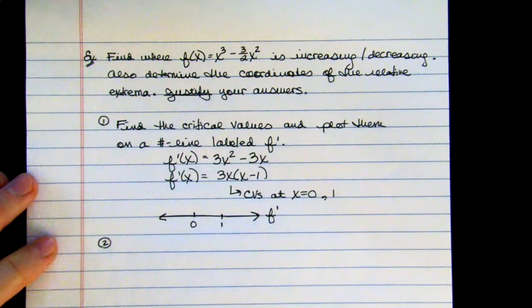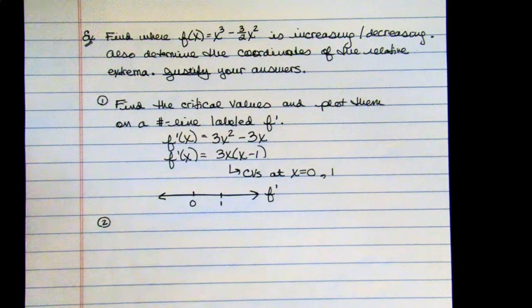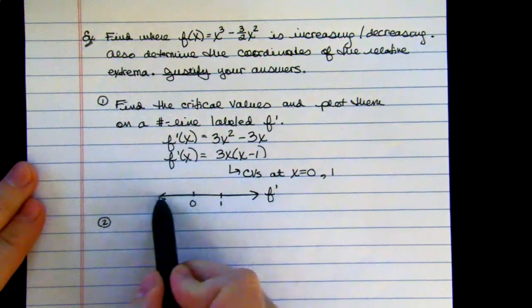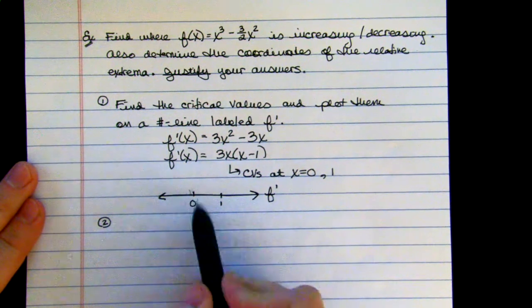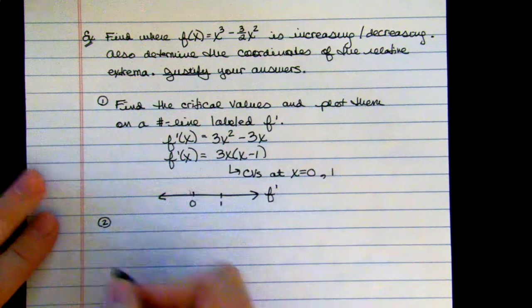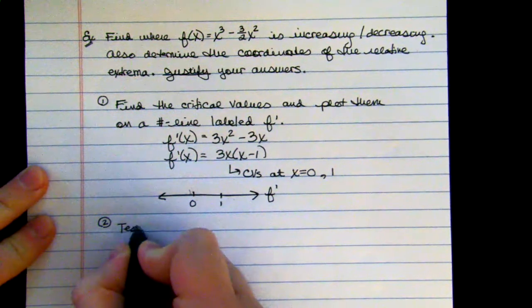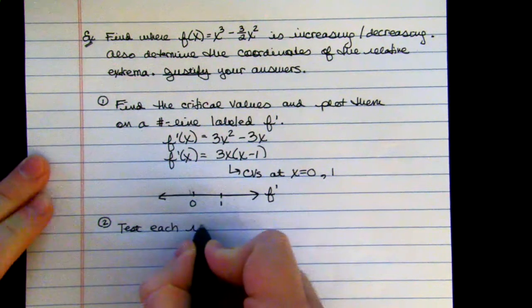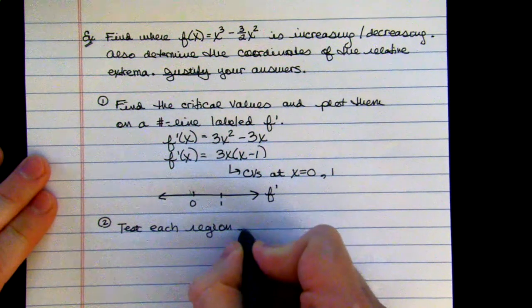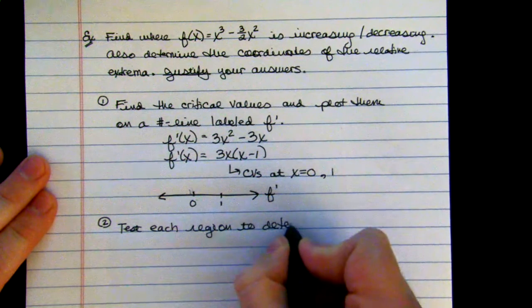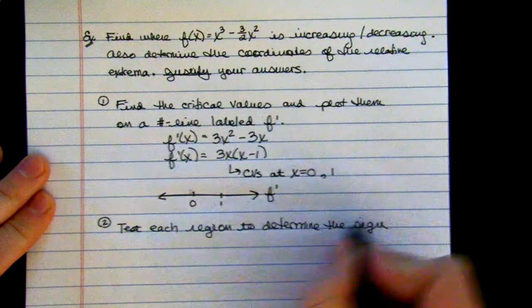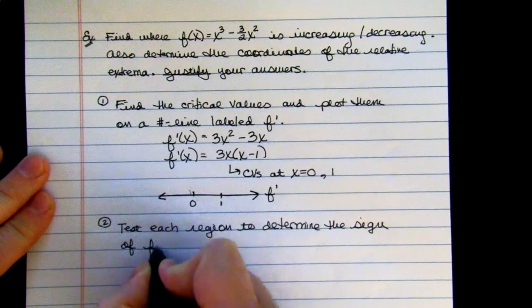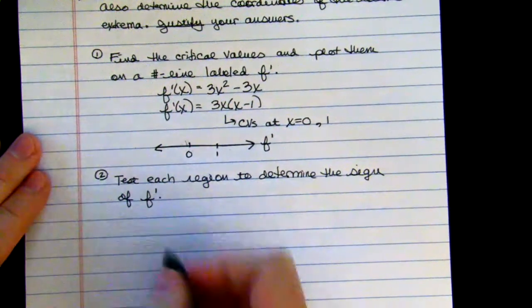This is now going to go back to something similar to something from the summer work. I'm going to test each region to determine the sign of f prime. I want to see if any x value that I plug in before 0 would give me a derivative that is positive or negative. And then same with between 0 and 1, and then same with between 1 and 2. Step number 2, I'm going to test each region to determine the sign of f prime.